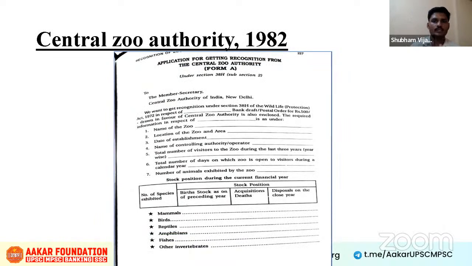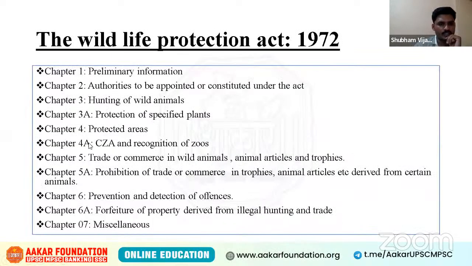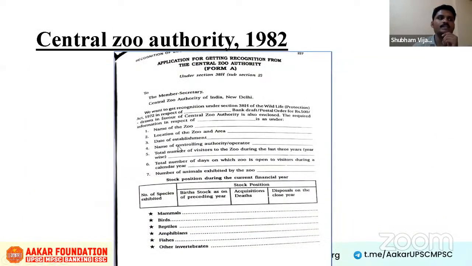Now this Central Zoo Authority, here I have chapter 4A. Yesterday we took this Central Zoo Authority, what its roles are and all. But here one typical format is there. If a particular zoo wants to register, wants to get recognition from the Central Zoo Authority, then this application format is there. Here, to the Member Secretary, Central Zoo Authority of India, I want to get recognition under Section 38 of the Wildlife Protection Act, with the bank or postal order details and all.